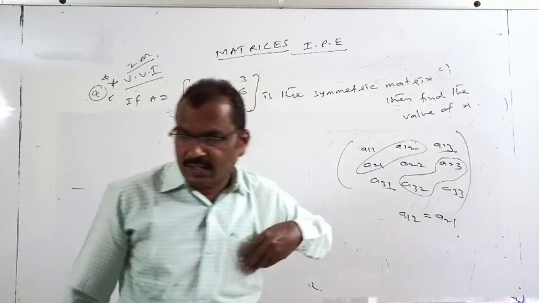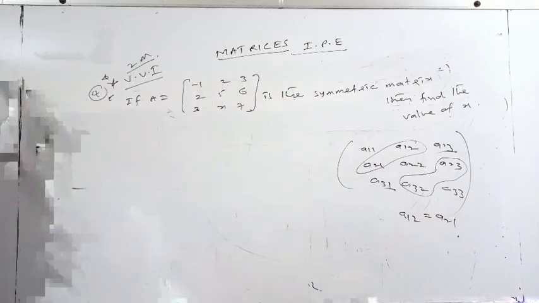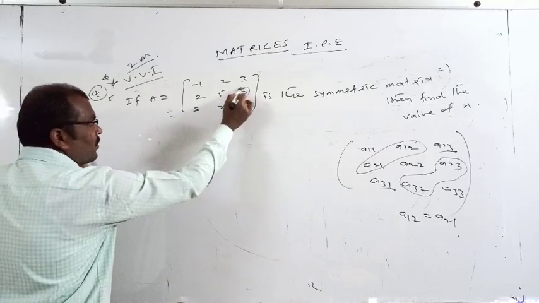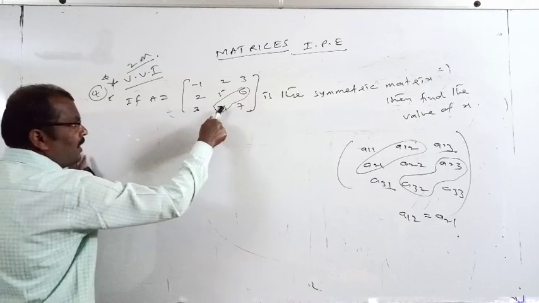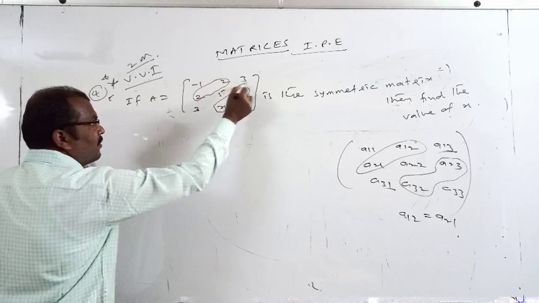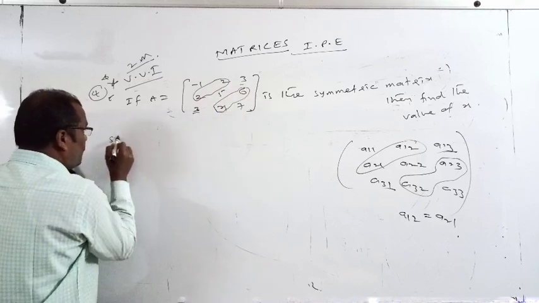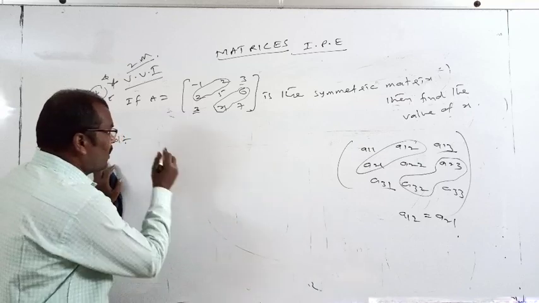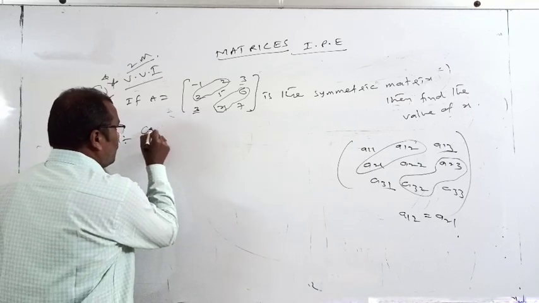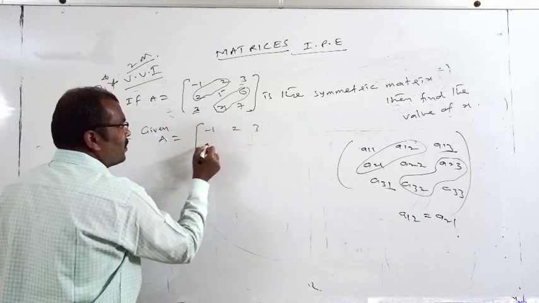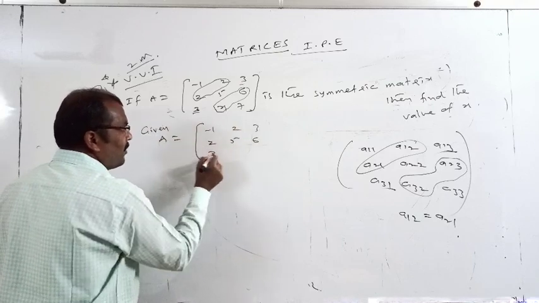What is the value of x? Direct value 6 is the answer. But when you are saying direct method, these two elements must be same. It should be 6. These two are same. These two are same. But when you are doing the problem in IP examination, we have to do the general process. So given A, don't do the direct method. Minus 1, 2, 3. So once again I am repeating.